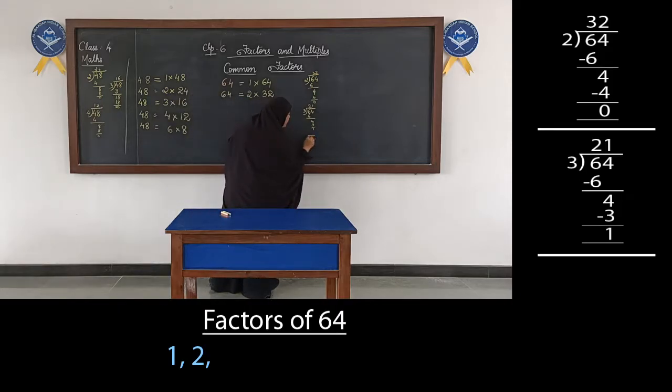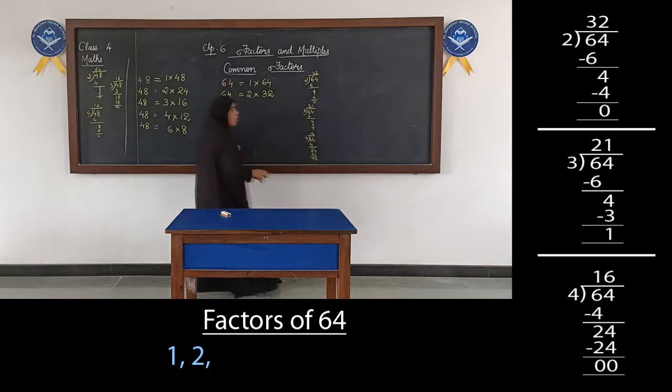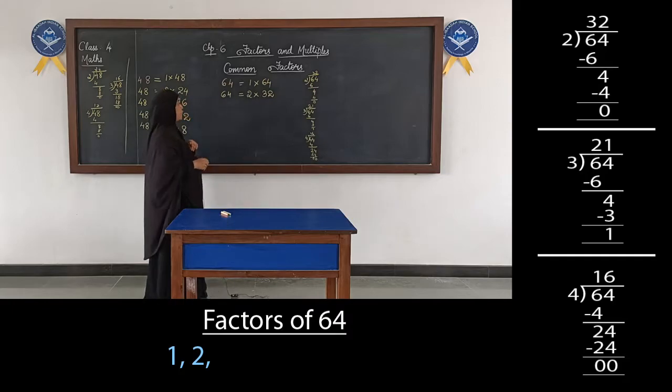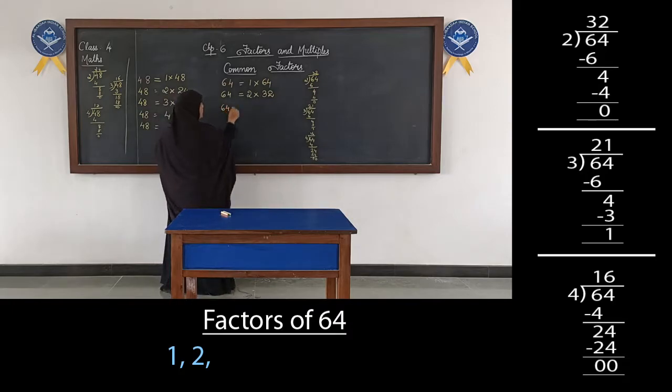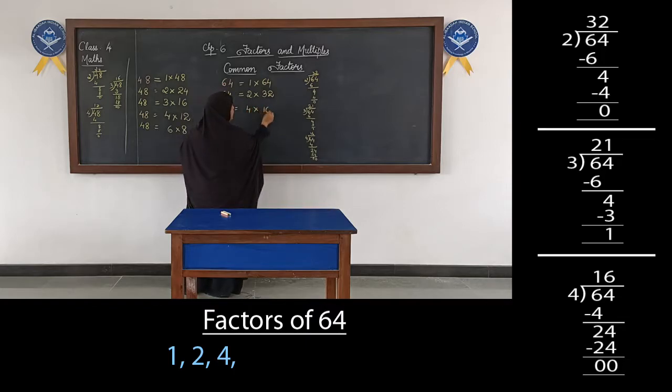64, we'll divide it with 4. 4 ones are 4. 2 remains. Break down 4. 6, 4 6s are 24. Yes. 4 is a factor of 64. So 64 is equal to 4 into 16.